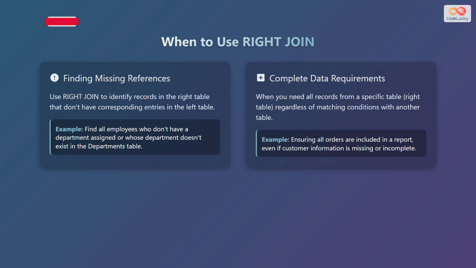The second use case is complete data requirements. Use right join when you need all records from a specific table, the right table, regardless of matching conditions with another table. For example, ensuring all orders are included in a report, even if customer information is missing or incomplete.